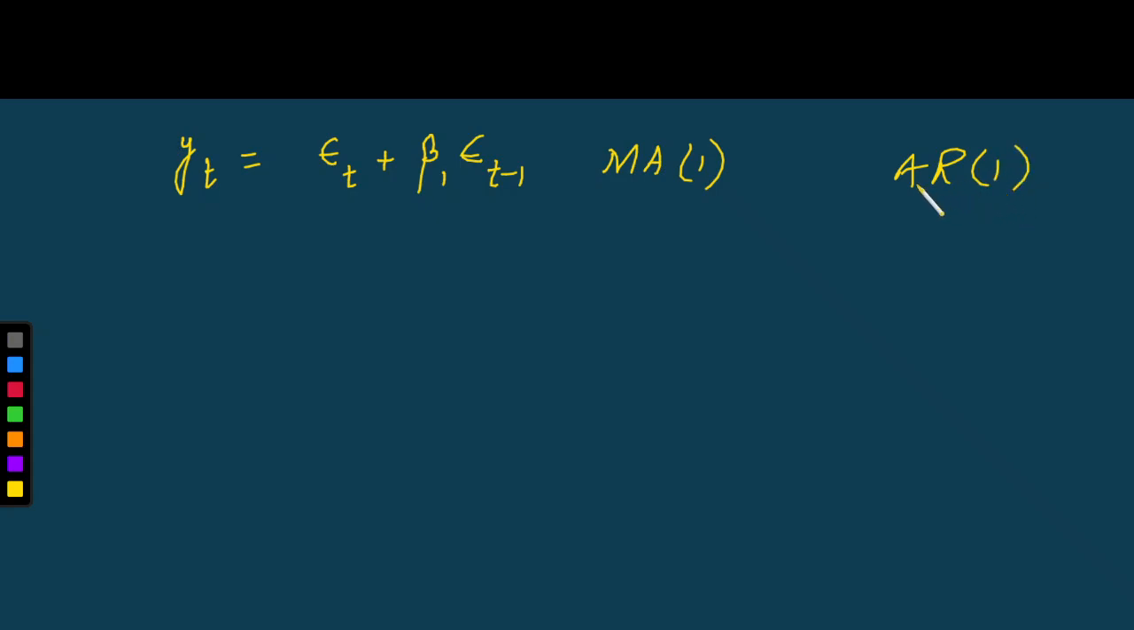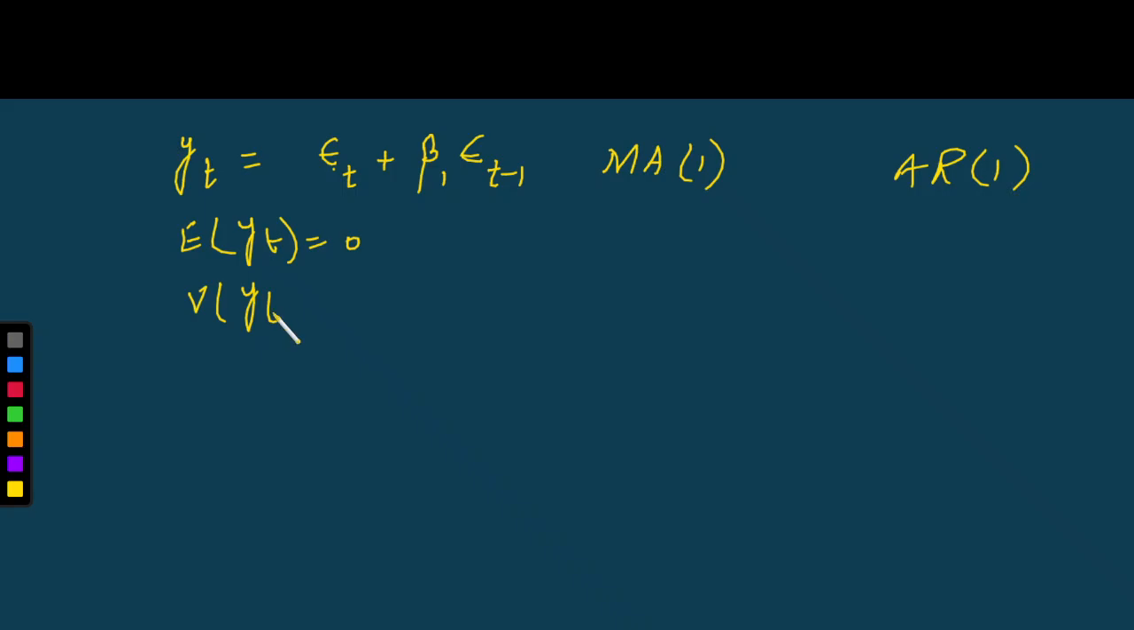Okay, let's go. Yt is equal to, now the MA process, epsilon t plus beta 1 epsilon t minus 1. In that case we took the AR1 process; here we take the MA1 process. Now the expected value of yt: we know the expected value of epsilon t and epsilon t minus 1 is 0.